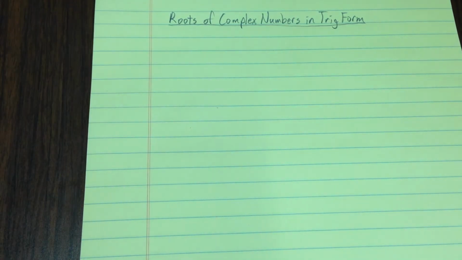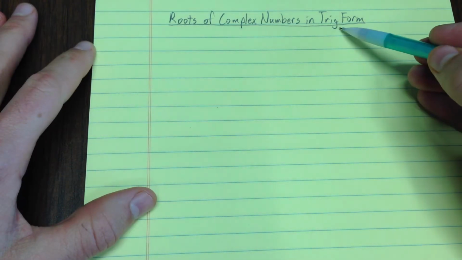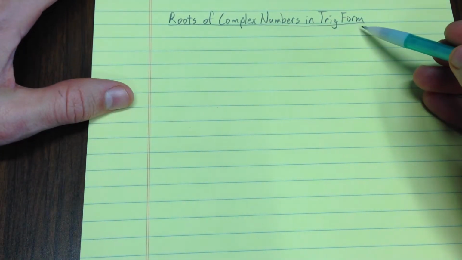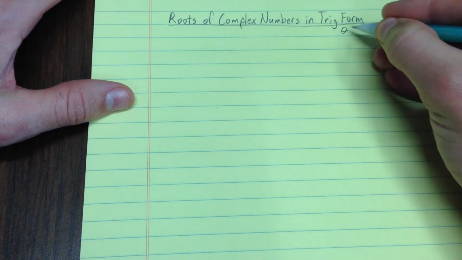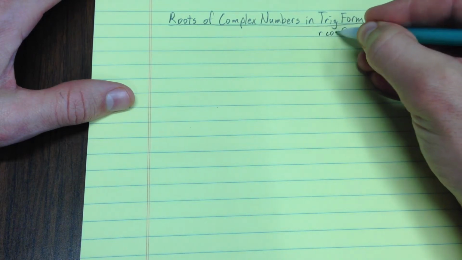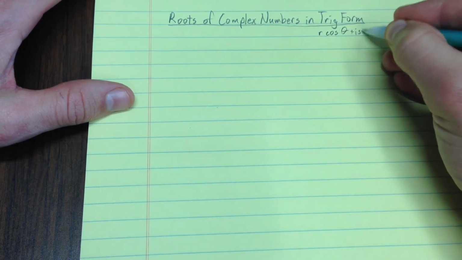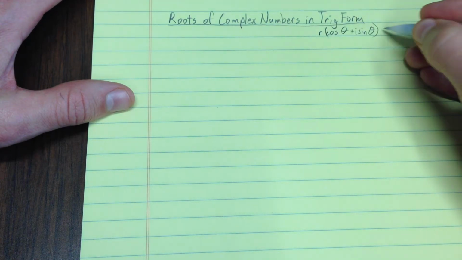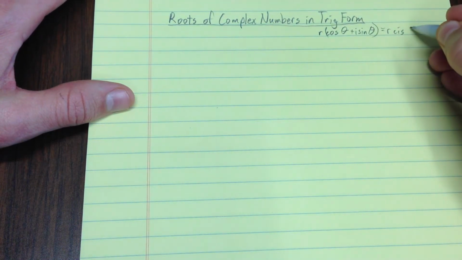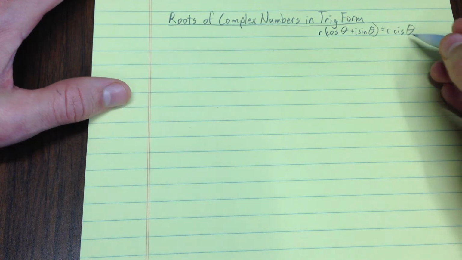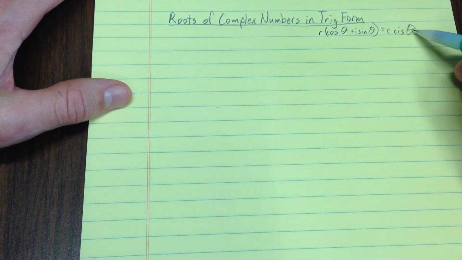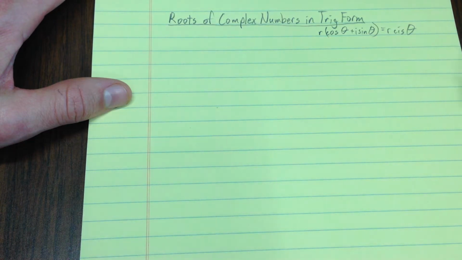I don't know if you've ever thought about it, but it's pretty hard to take roots of complex numbers. So if you had 3 plus 4i and you were trying to take the cube root of that, that would be a rather challenging problem. That's one of the places where the trigonometric form of a complex number, remember that's r cosine theta plus i sine theta, or we use the shorthand r cis theta, really shines.